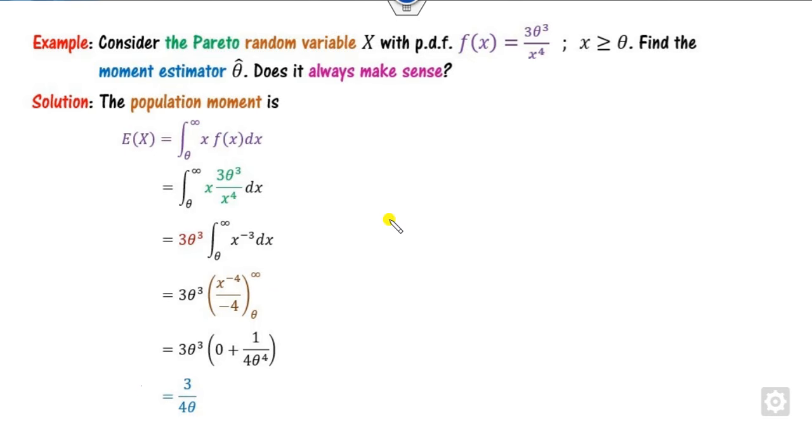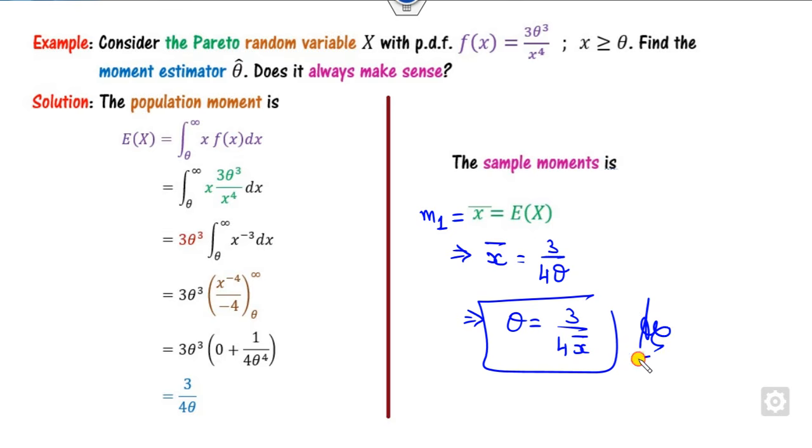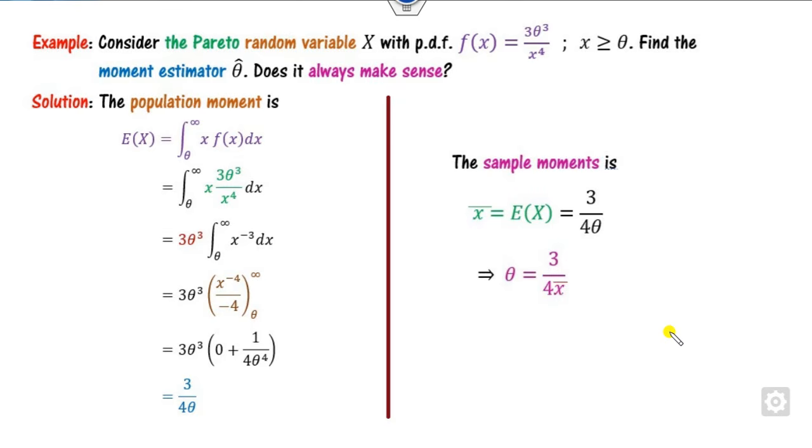Now what does the method of moments say? This is the one unknown, so we can see that this is nothing but m1. So I can take x bar as 3 upon something. Can you find the value of theta from here? Yes, you can do it easily. That is the required answer of this problem.